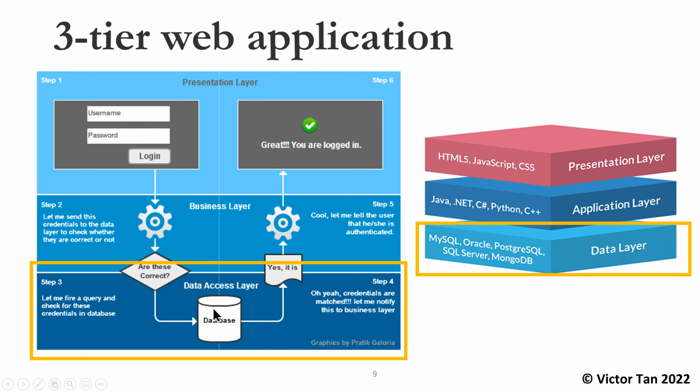Now the database may be hosted on the same server as the business layer, or it may be on a different dedicated server. Okay, and if it's on a different dedicated server, then the data will be accessed by the application layer, again through API calls that are sent through an HTTP request.